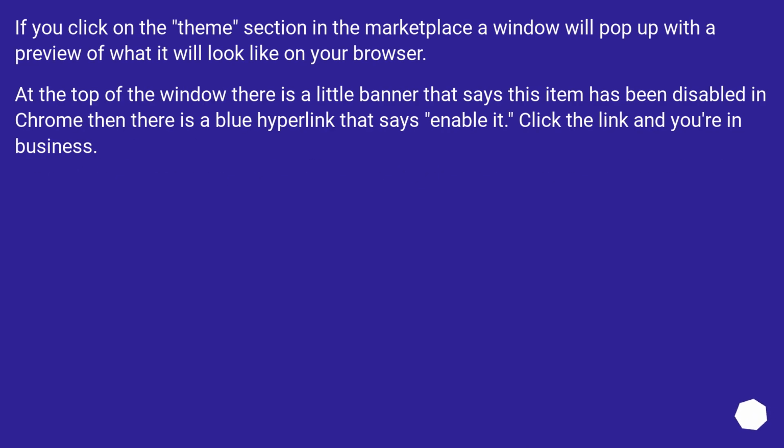If you click on the Themes section in the Marketplace, a window will pop up with a preview of what it will look like on your browser. At the top of the window there is a little banner that says this item has been disabled in Chrome, then there is a blue hyperlink that says enable it. Click the link and you're in business.